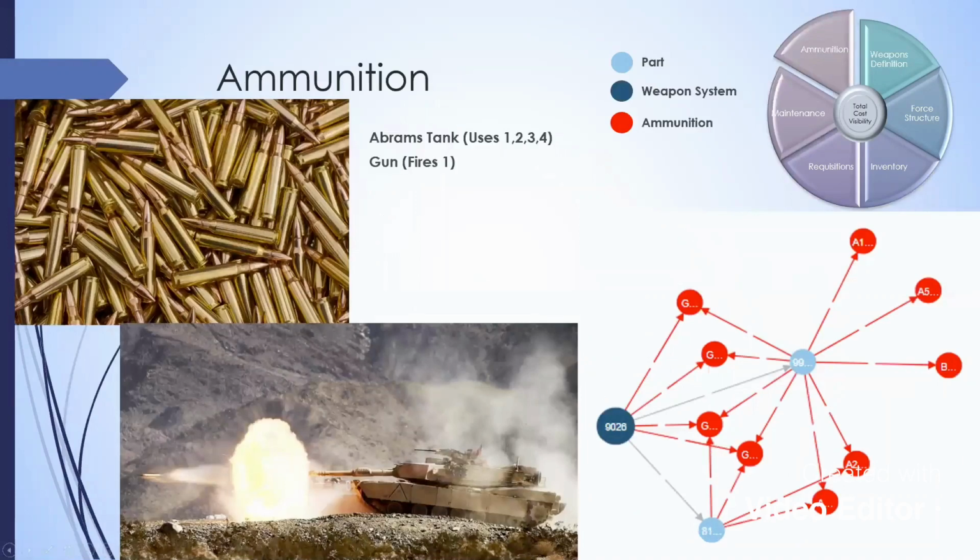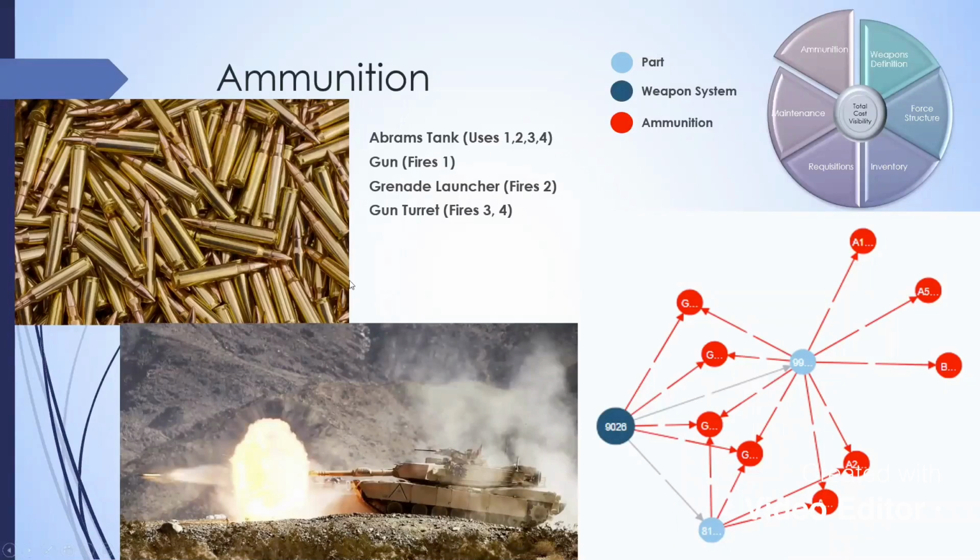an ammunition example using a tank. So on the top left, you see bullets, and that looks pretty okay. But when people look at this, they think, okay, the tank shoots bullets. That is not true. The tank uses bullets. It does not fire the bullets. Each mechanism on the tank actually fires the bullets. This is how you read this.